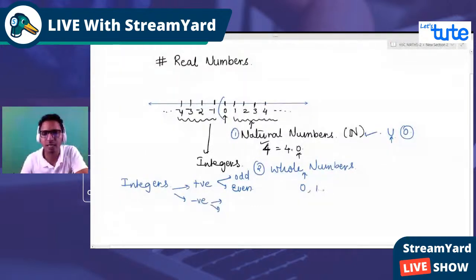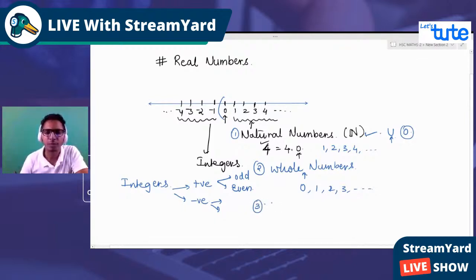So we can say that 0, 1, 2, 3, etc. are called whole numbers. And natural numbers are 1, 2, 3, 4, dot, dot, dot, and so on. In that way, we get two categories of numbers. One is natural numbers, second is whole numbers.